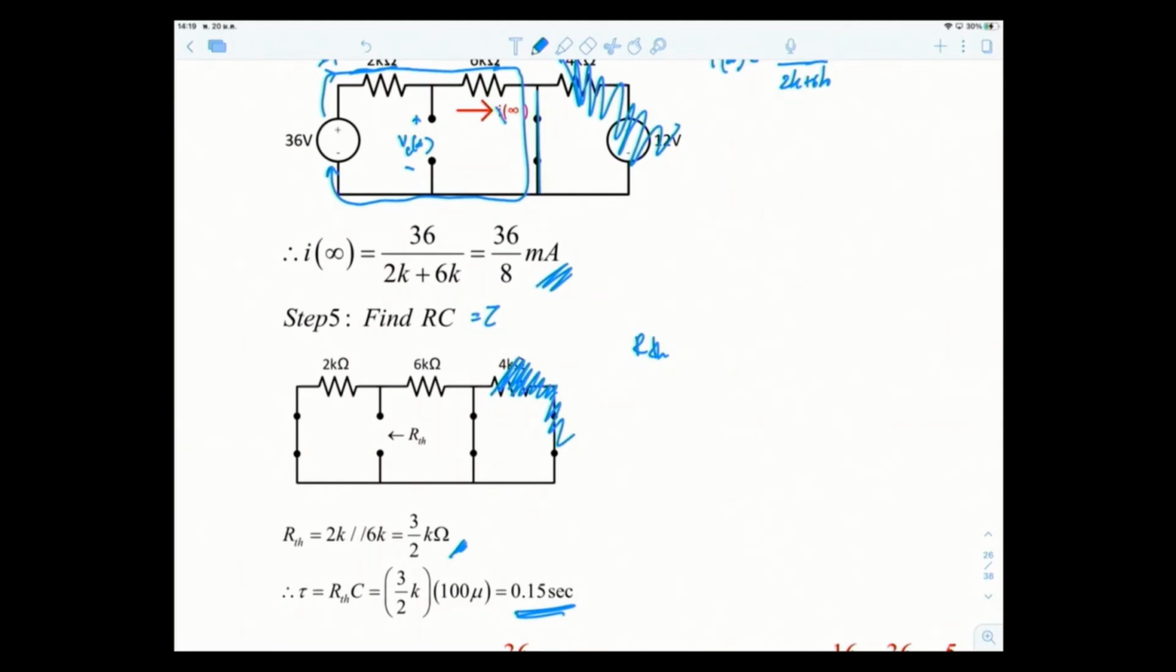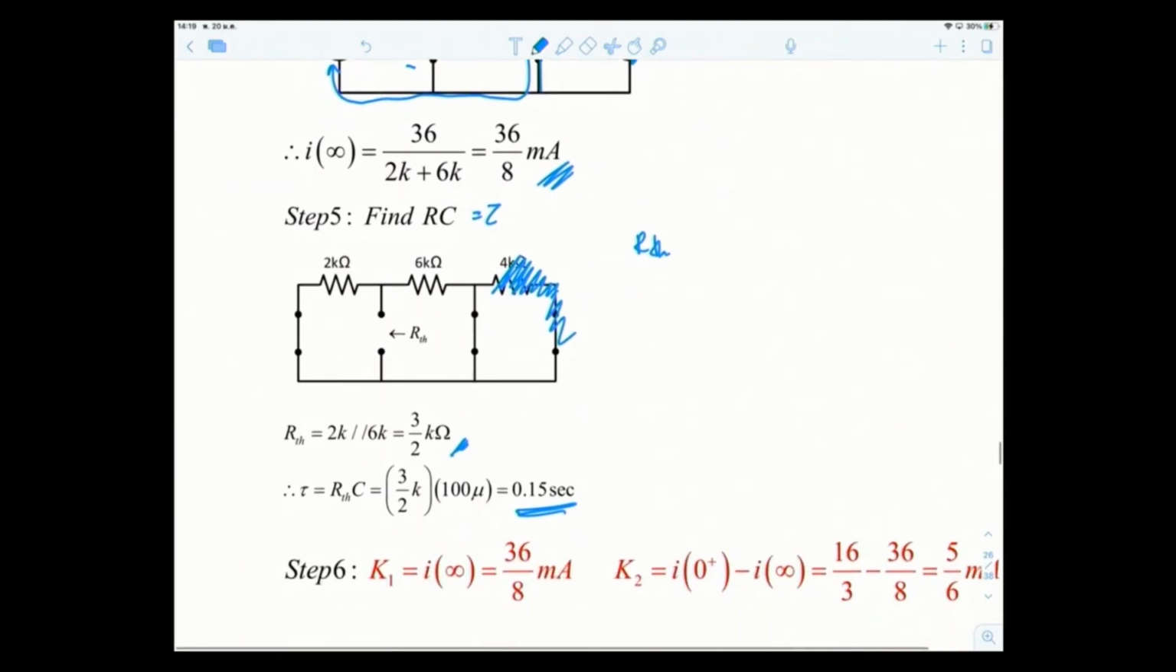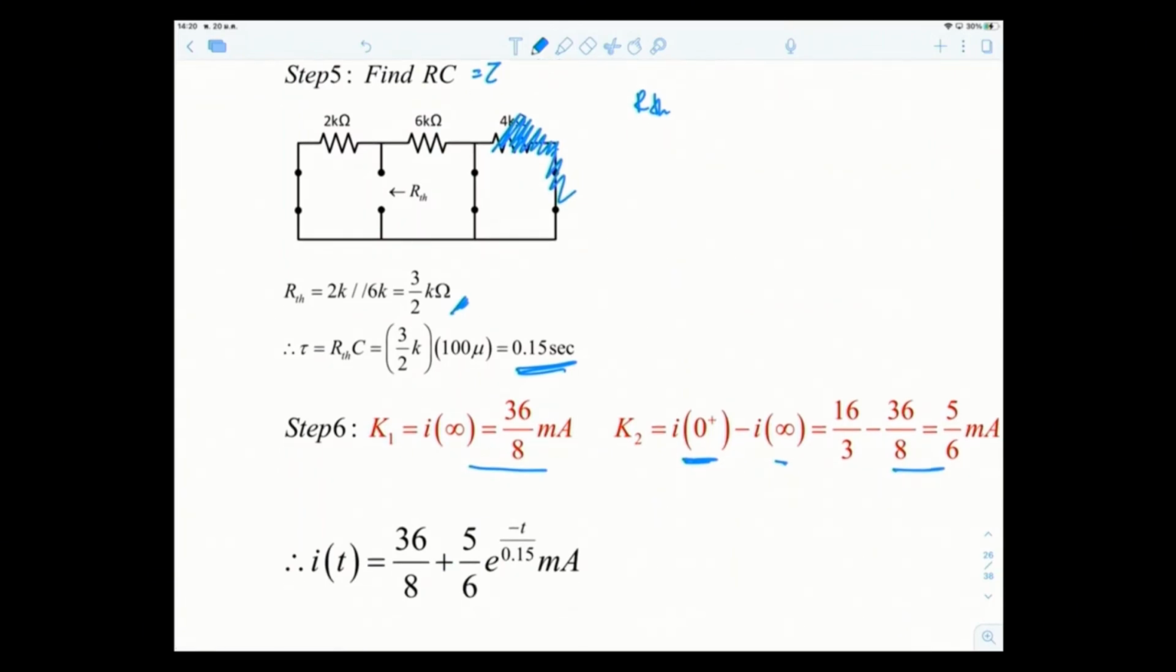So R times C. Therefore, you get that your I final is this: your I initial value minus I at infinity is such. And so therefore, your final answer is this. This is K1, and this is K2. And this is your tau.